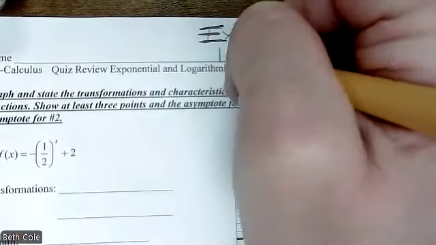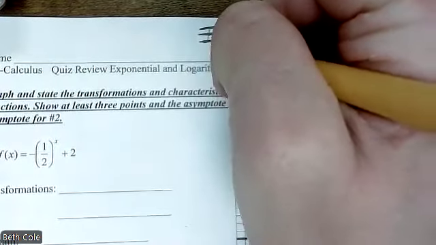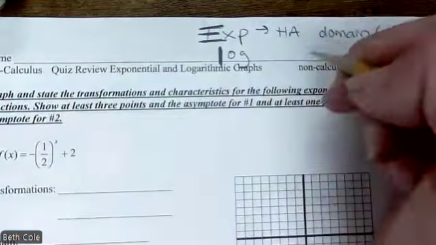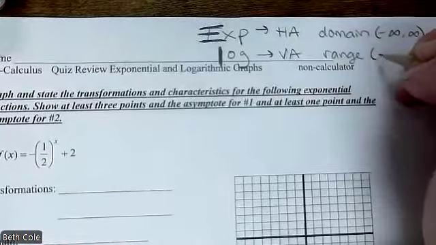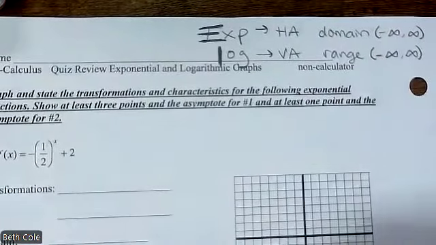And then logarithmic, do you see how the L is literally a vertical line? That's the one with the vertical asymptote, and the range is all reals.